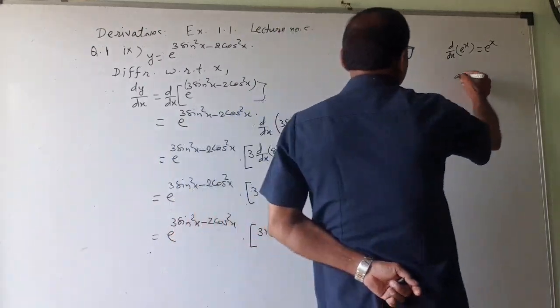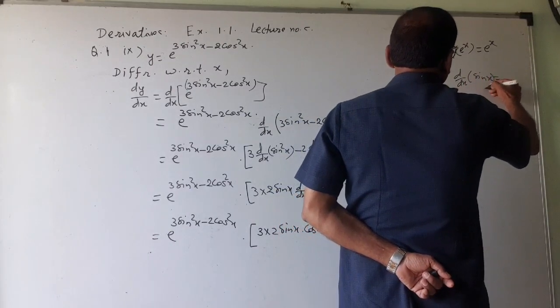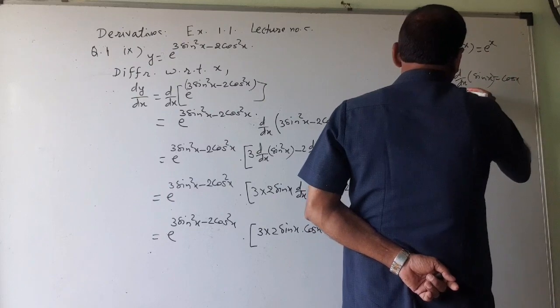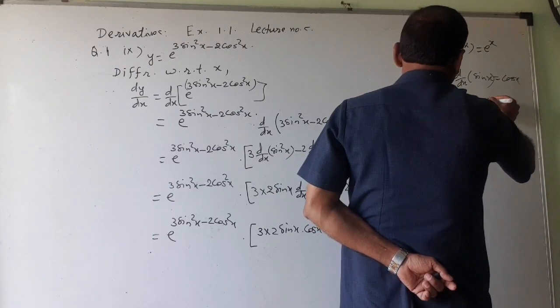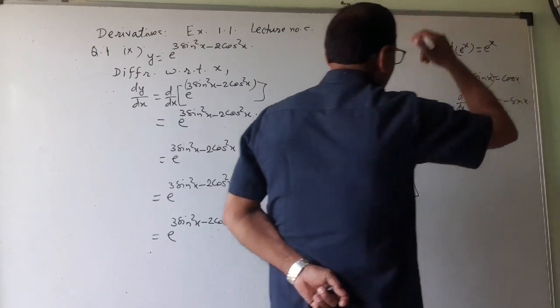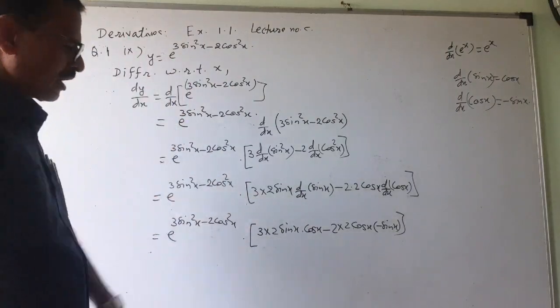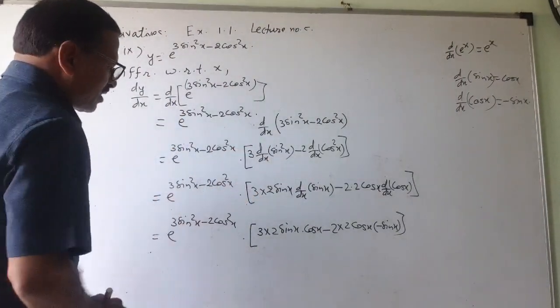Remember this: d by dx of sin x is equal to cos x, d by dx of cos x is equal to minus sin x. You have to remember all these formulae every time while solving. Just go on writing and the formulae are automatically learned. Don't waste the time in learning.